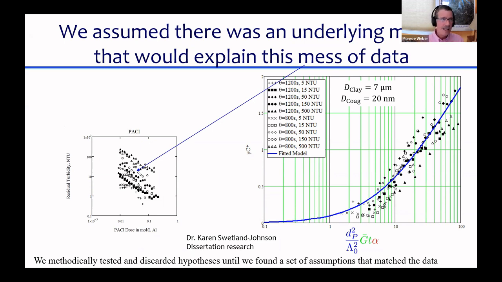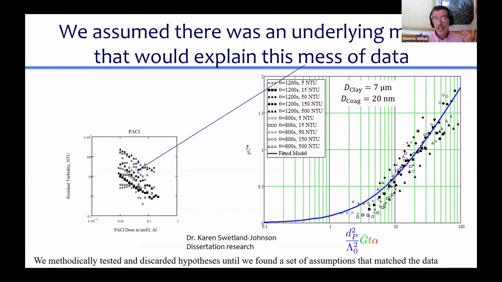And I know it still has some scatter in it, but all the data is now converging much more closely onto one line. And it means that that one blue line is actually a pretty decent predictor of all of the data over a range of raw water turbidities, a range of coagulant dosages, and a range of residence times in the flocculator.